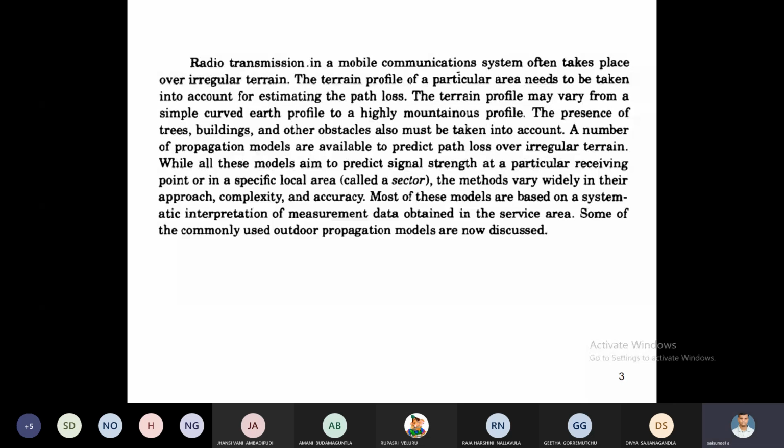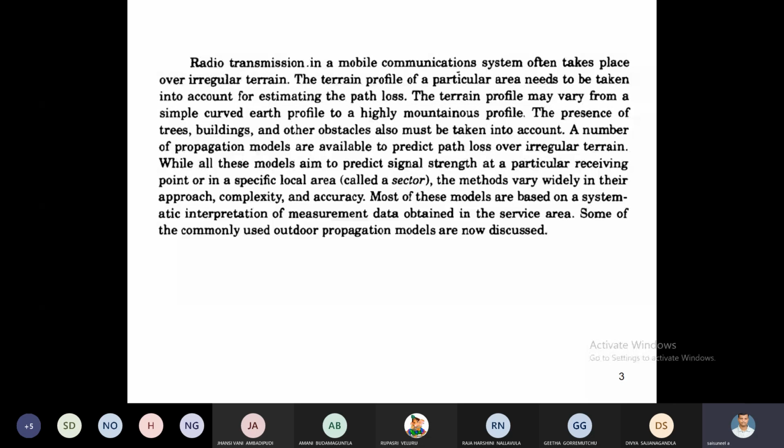Here, the aim of this outdoor propagation model is to predict signal strength at a particular receiving point, called an area or sector. It may change from one place to another place. Accuracy also changes, complexity also changes.